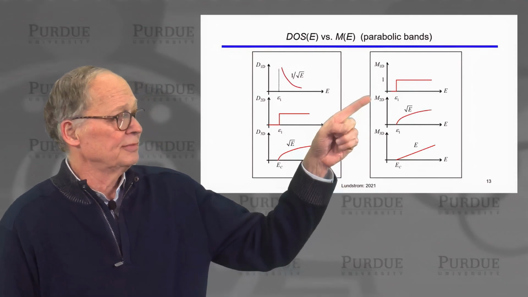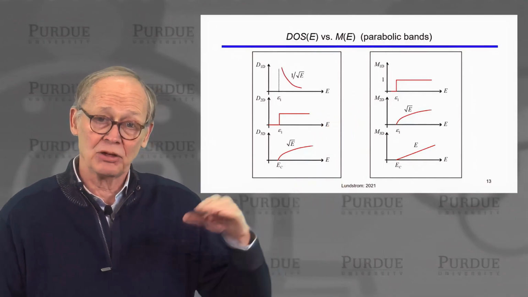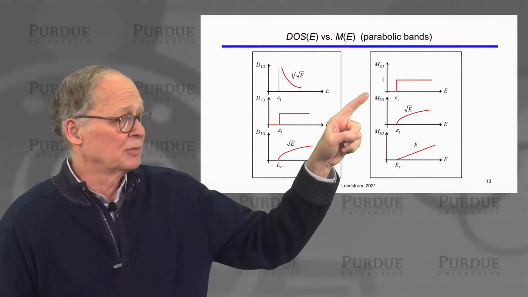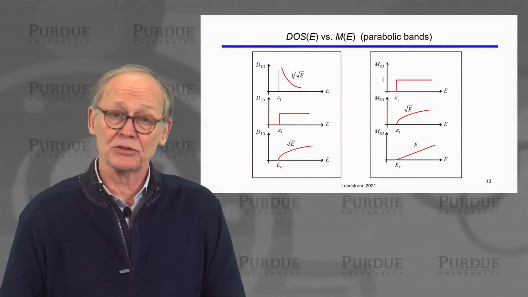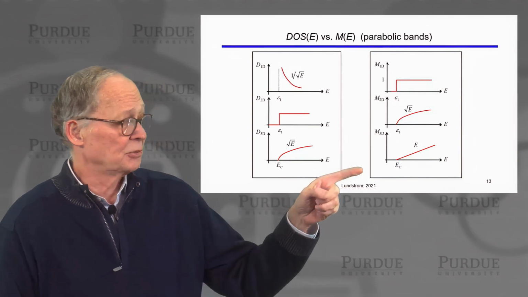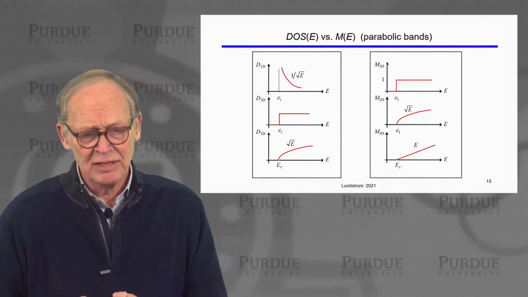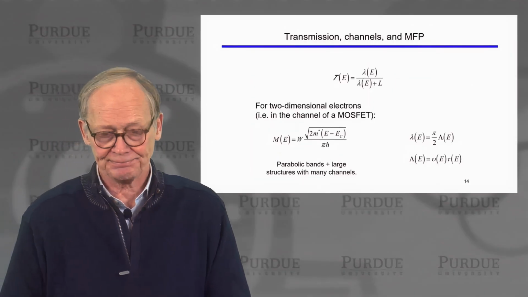So in 1D for parabolic bands, as long as I'm in the conduction band or valence band where there are states, the number of channels is independent of energy. In 2 dimensions, it'll go as a square root of energy. And in 3 dimensions, it'll go linearly with energy. Okay, so that's our energy-dependent number of channels.